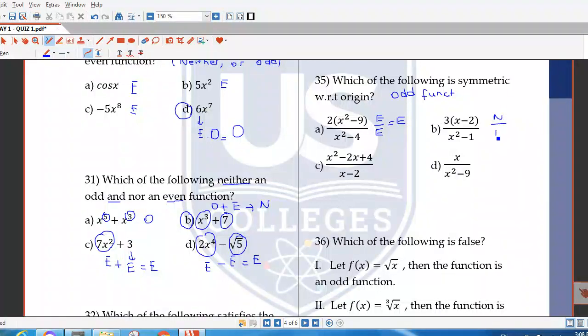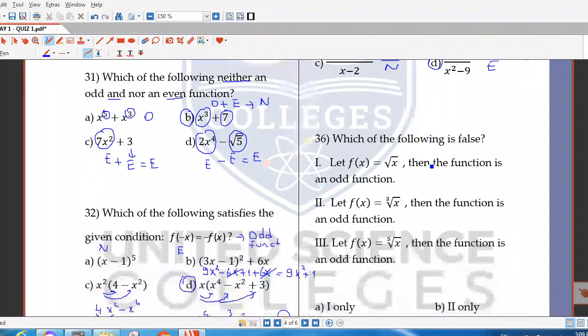Neither over even is again will be none of them. X squared is even, x is odd, number is even, so it is neither over neither. Numerator is odd, denominator is even, so even over odd will be an odd function. Answer is D. Question 36.